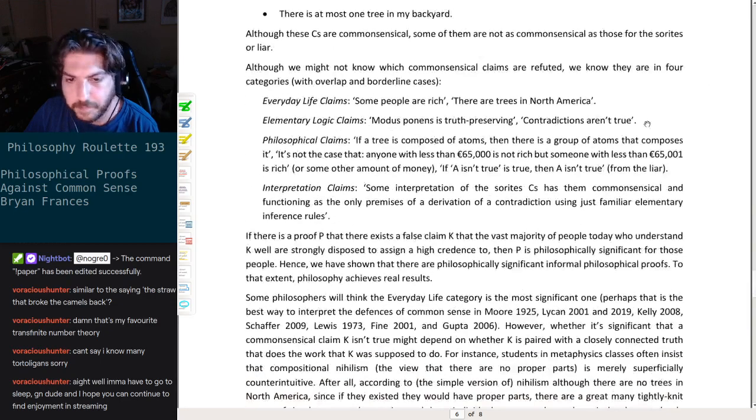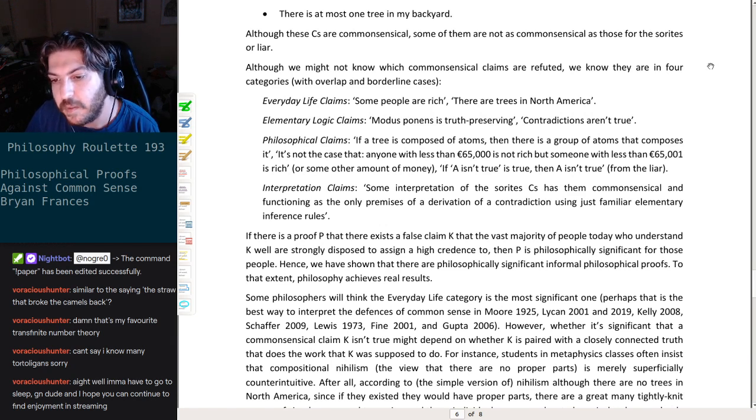Let's see. Alright, let's continue. Let's get through this. Everyday life claims. Some people are rich. There are trees in North America. Elementary logical claims. Modus ponens is truth-preserving. Contradictions aren't true. Philosophical claims. If a tree is composed of atoms, then there's a group of atoms that composes it. It is not the case that anyone with less than 65,000 euros is not rich, but someone with less than 65,001 is rich, or some amount of money.